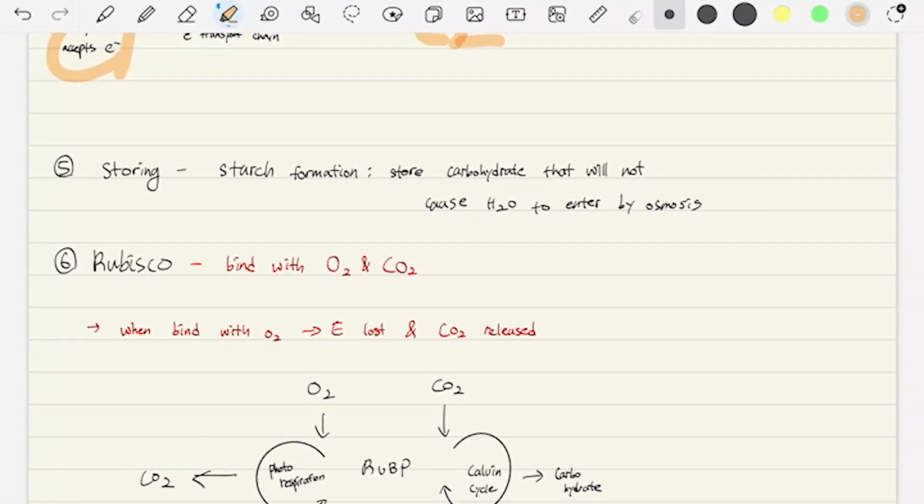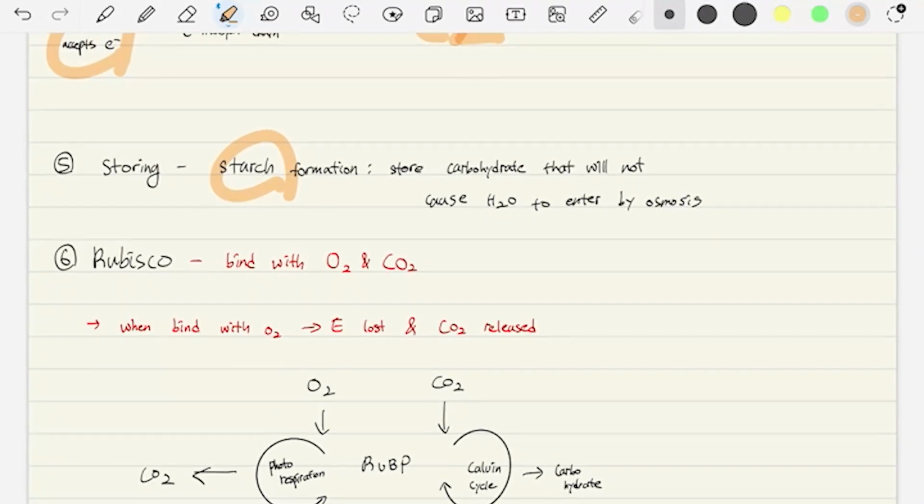Now let's talk about how they store their glucose. After the glucose is made, they usually store it as starch because forming starch is forming a carbohydrate that will not cause H2O to enter by osmosis.